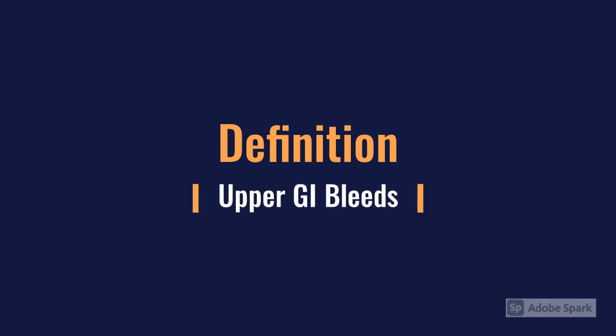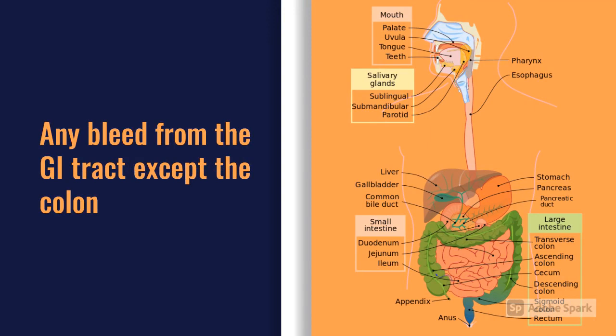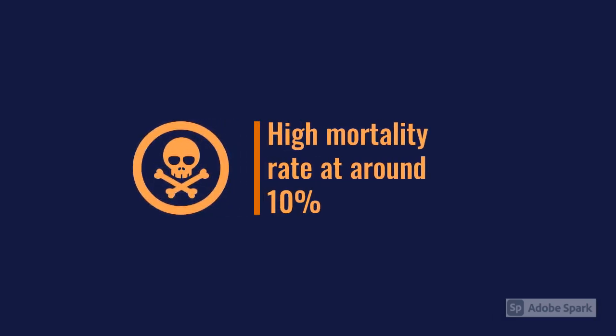Upper GI bleeds are hopefully labelled in their name really, but technically it's any bleed from the GI tract except the colon. The colon being your lower gastrointestinal bleeds, which of course is almost a different patient in and of itself. And they actually do have quite a high mortality rate. These patients can bleed very briskly, very promptly, and you've got mortalities of in and around 10% for some of these patients, so they're not to be messed around with.